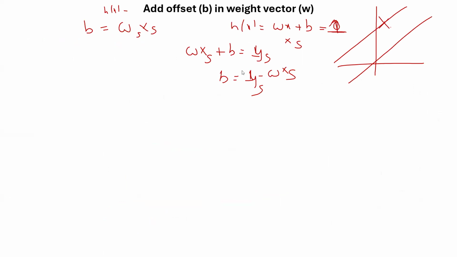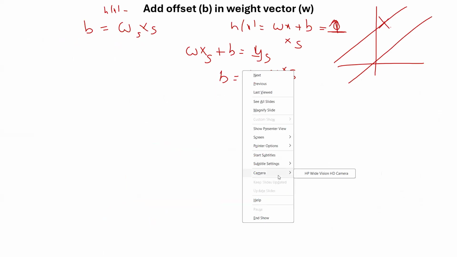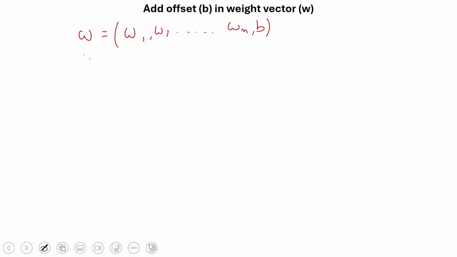But you don't need to actually do all these calculations. To minimize this effort, what we can just do is, we can just do this. So now I'll extend my weight vector in such a way that this becomes w1, w2, so on wn, comma b. Okay, now x will become x1, x2, so on, xn, comma 1.